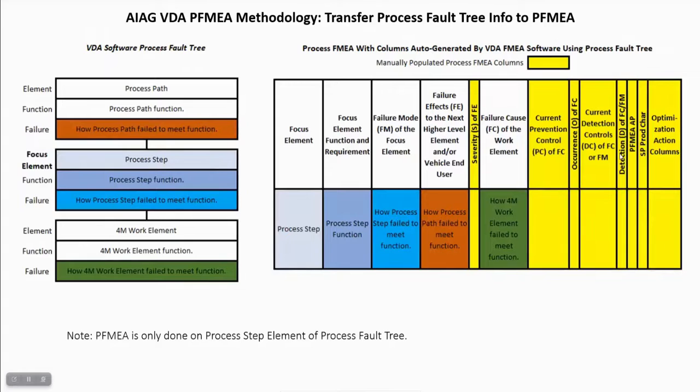Now, if we want to turn this into a PFMEA, all we do now is we add our columns. We add our severity, current detection, current controls, detection controls, PFMEA, P, and our action reactions and how we're going to improve it. Now, the interesting thing, and again, I note here that there's only one element. Basically, in a PFMEA, you're only going to do elements on the process step. So your focus elements are always going to be a process step.